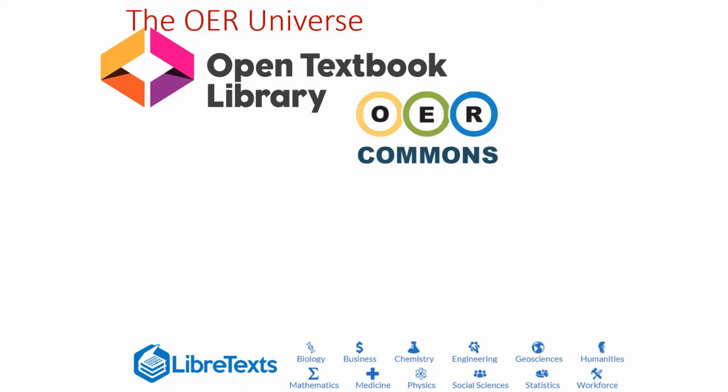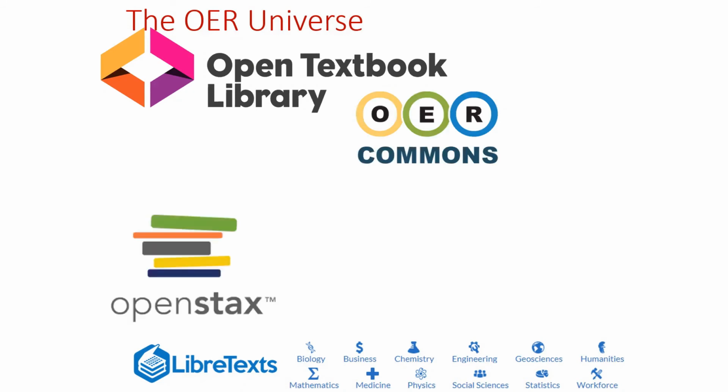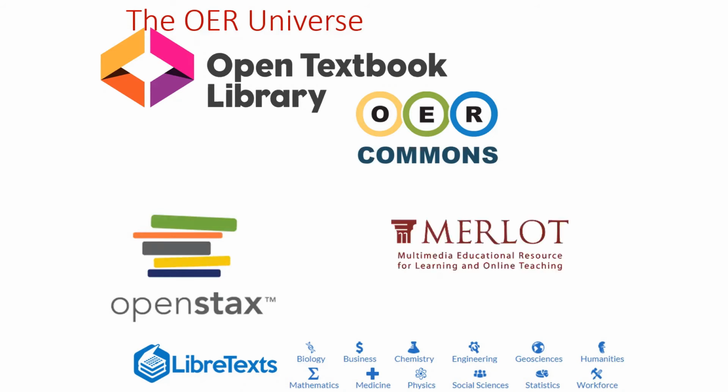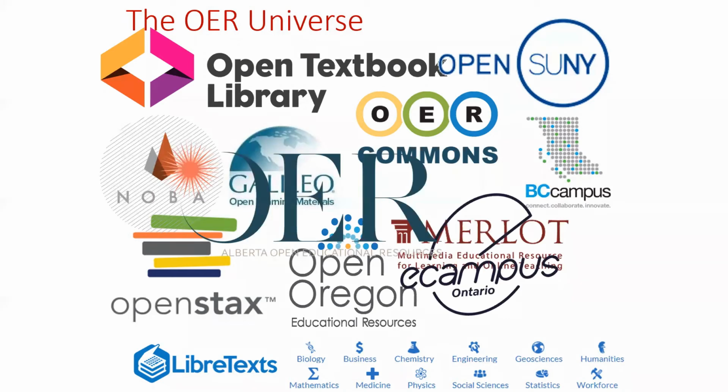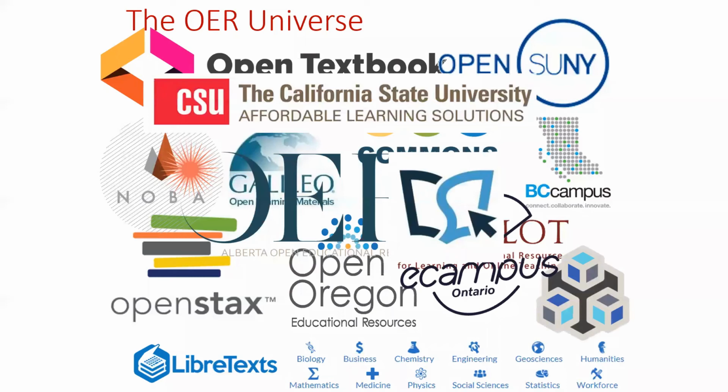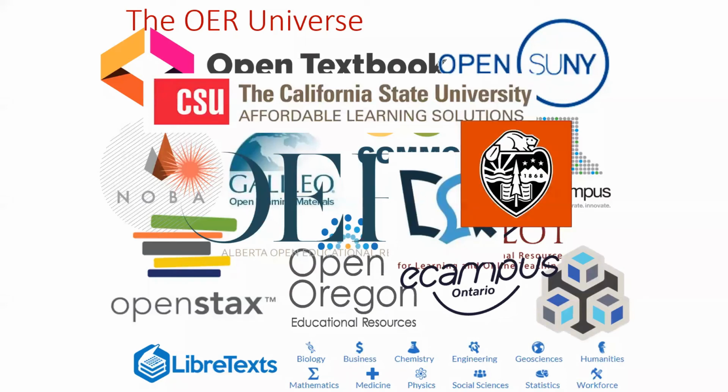Then we have OER Commons, which has historically been also a repository, although it has repository capabilities. OpenStax, which has content out there. Merlot, OpenSUNY, Galileo, Open Oregon, NOVA, BC Campus, eCampus Ontario, Alberta, Hawaii, Sailor, the CSU's Affordable Learning Solutions, Open Oregon. And there are numerous other repositories all over the place out there. It's a heavily fragmented world that we have out there. If you go back to this Babson report, this makes it difficult in order to find content, which then adds frustrations in order to facilitate adoption of OER into the faculty.